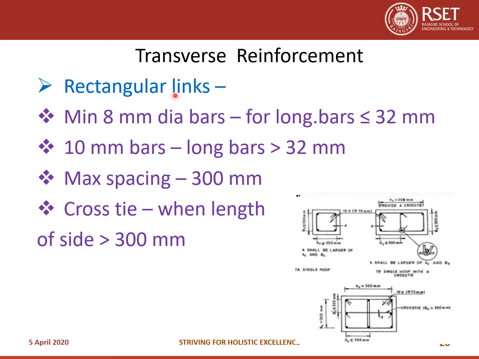Then for rectangular links, if the diameter of the longitudinal bars is less than 32 mm, minimum 8 mm dia bars must be used for rectangular links. If the longitudinal bars diameter is greater than 32 mm, we have to use 10 mm dia bars. Maximum spacing of these rectangular links should not be greater than 300 mm. When the length of one side is greater than 300 mm, cross ties should be provided.